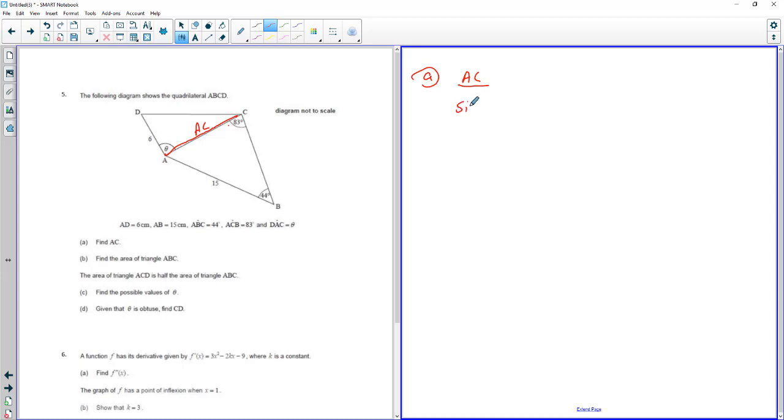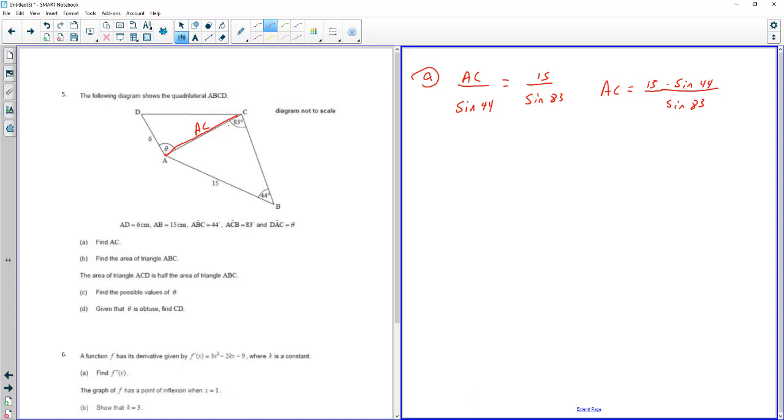AC over the sine of its opposite angle, which is sine of 44, will equal 15 over the sine of 83. You need to have an intuitive understanding of how that works. So that means that AC, let's keep this in red, my AC right here is going to equal 15 times sine of 44 over sine of 83. Obviously your calculator needs to be in degree mode to do this, but that's what it's going to be.